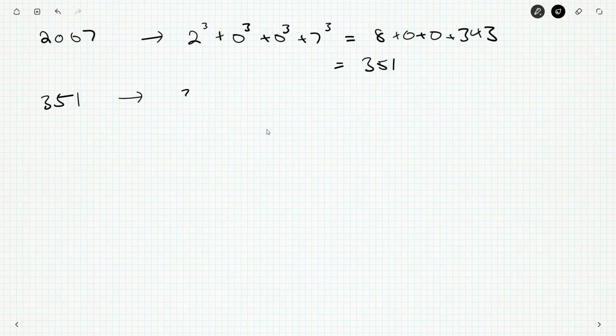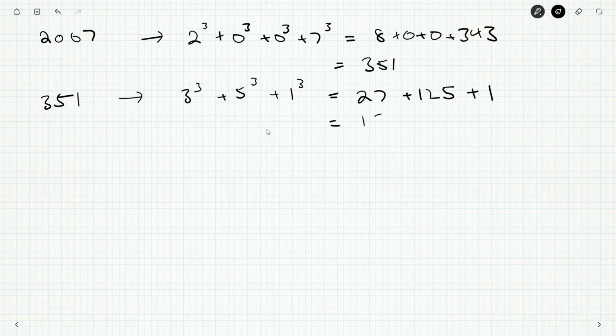Then what do we do? 3 cubed plus 5 cubed plus 1 cubed. 3 cubed, 27. 5 cubed, 125. 1 cubed is 1. And this is going to work out to be 153. Okay? And then, well, you might notice, hey, the same numbers have appeared. 153, the order doesn't matter here. We're still cubing the exact same digits.